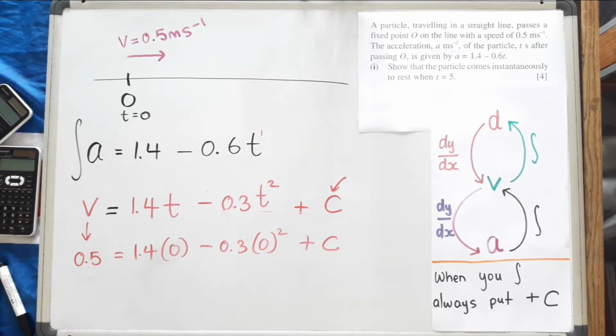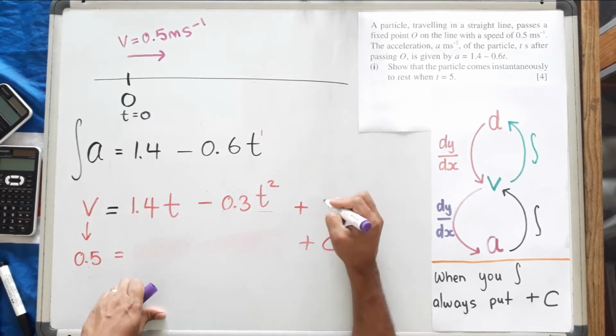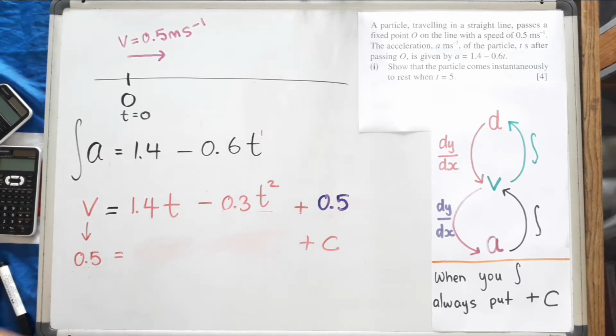Right. So I can quickly solve for t, and it's going to be super easy. Anything multiplied by 0 is 0, and 0 squared is still 0, multiplied by anything is 0. So that means c is 0.5. So that means I can go to my equation now, erase c, and replace it with a proper value, 0.5.